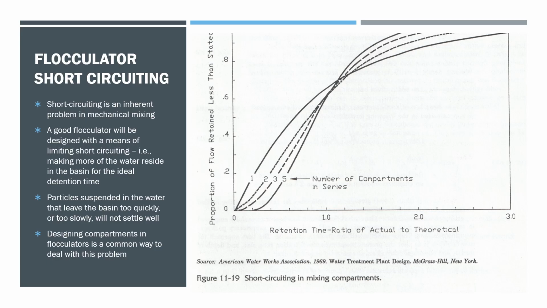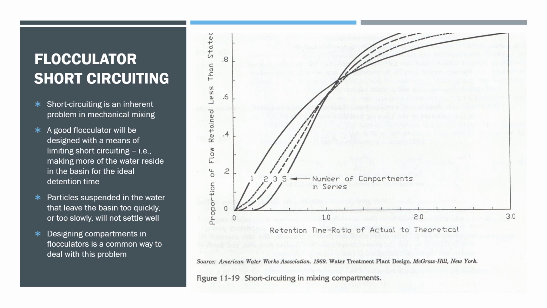Now, the engineers have this design arrangement down pat when it comes to compartmentalization in flocculators. If you look at this graph here, this shows you retention time of actual to theoretical on the bottom part of the graph, and then in the upper portion of the graph, the vertical axis, proportion of flow rate retained less than the stated amount of theoretical detention time. And here's how this graph works.